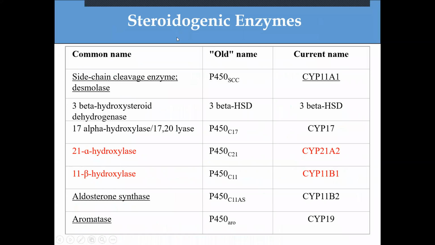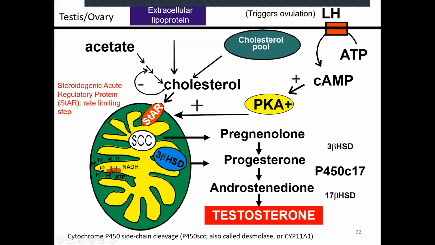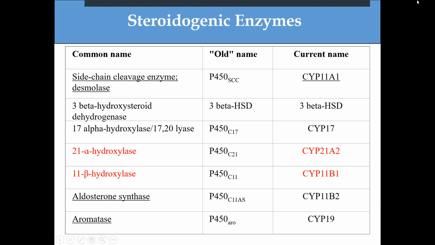Now, this is a list of enzymes that participate in the steroid hormone synthesis pathway. There are 5 enzymes that you need to know, which are these 4 down here, and the side chain cleaving enzyme desmolase, okay, which is the SCC enzyme that you see here. So these are the ones that you need to know, right? You just need to know their names basically.